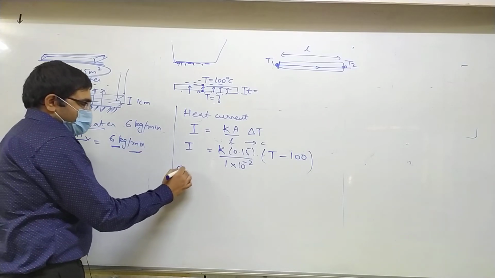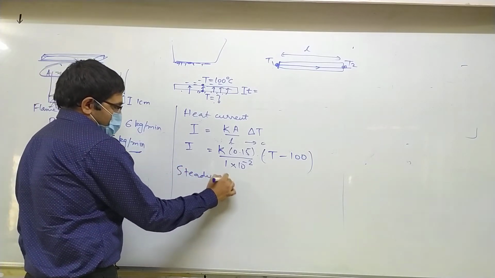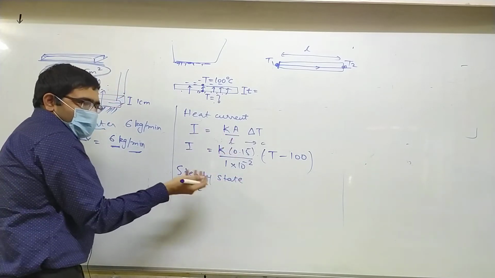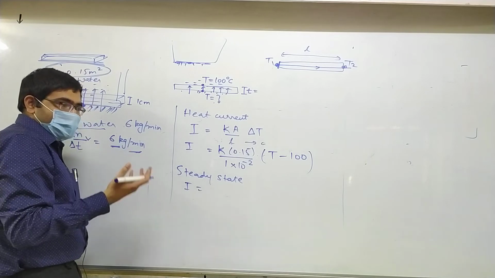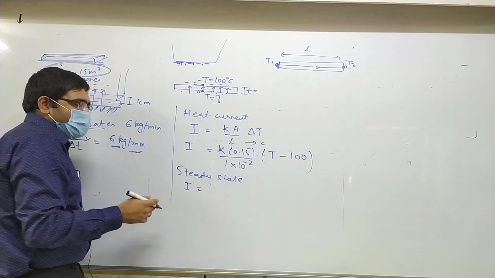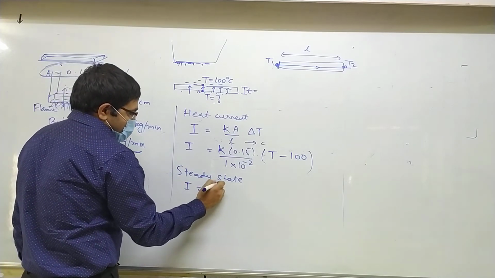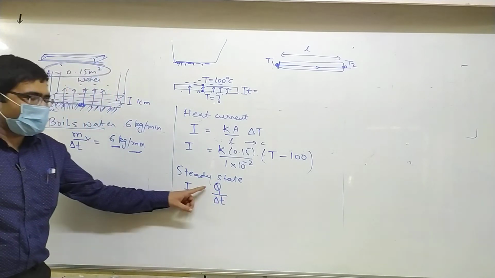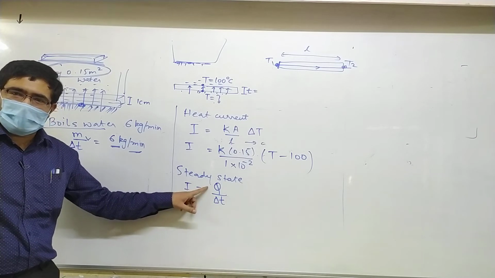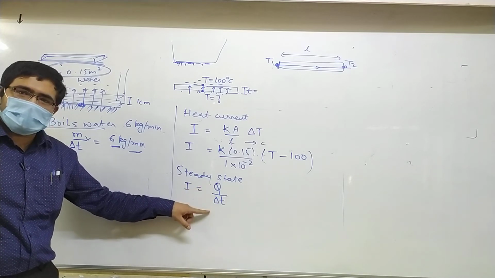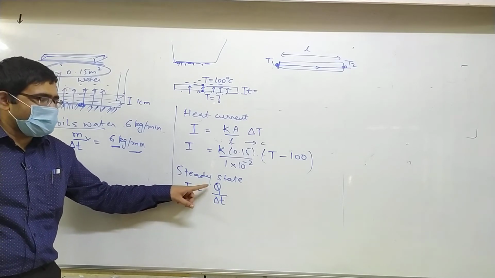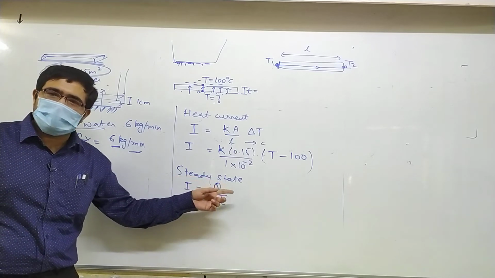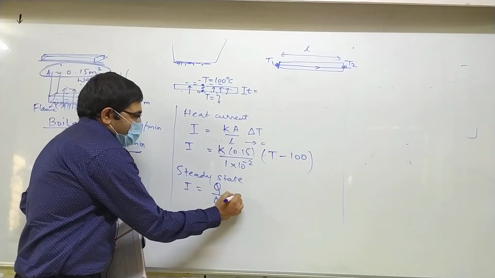If you are talking about steady state, then the value of I will always remain constant. Steady state, where things remain the same. Okay, so the value of I can be written as Q upon delta T, that is rate of flow of heat. Okay, so that is heat flowing per unit time. So instead of writing dQ by dt, I can also write Q by delta T in steady state.